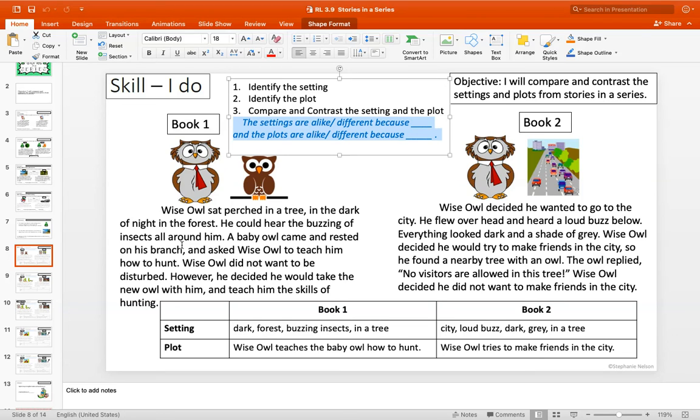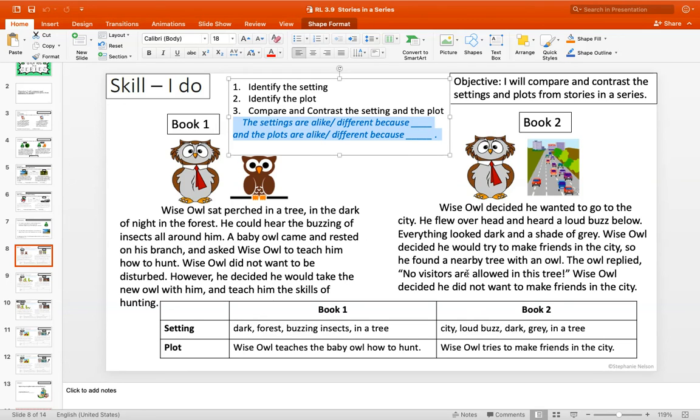So it seems like this series is about Wise Owl. This main character is Wise Owl. Wise Owl did not want to be disturbed. However, he decided he would take the new owl with him and teach him the skills of hunting. So here we have a story about a wise old owl who made a friend. Let's see what book 2 is all about.